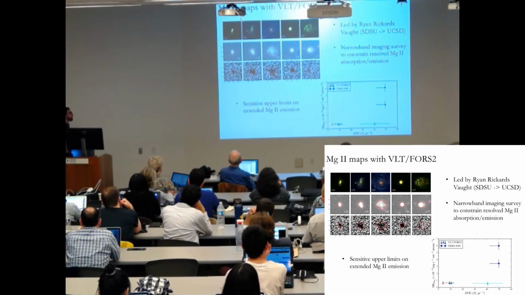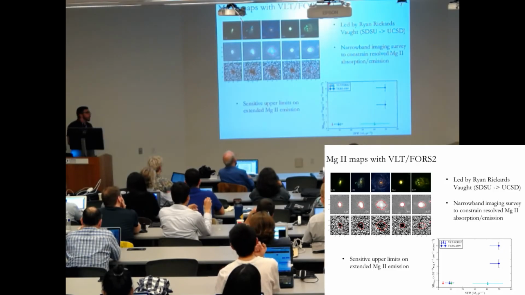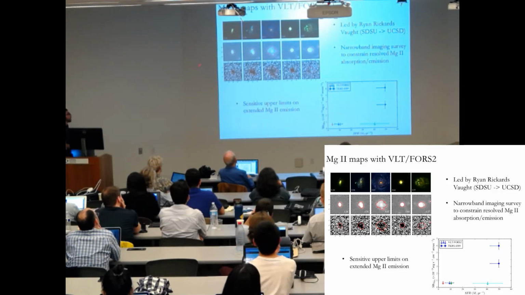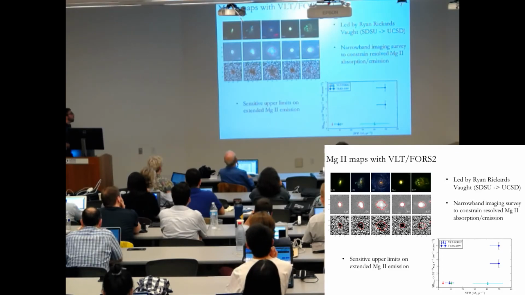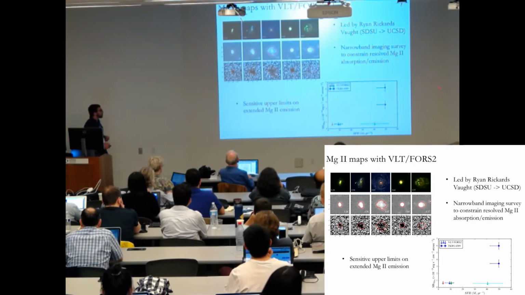Also, I wanted to advertise some work related to this project being led by a graduate student. He'll be starting as a graduate student at UCSD in the fall. This is Ryan Rickards-Vaught, and he has led an effort at the VLT doing narrowband imaging of a set of 5 galaxies as a pilot program, placing upper limits on both the absorption and emission of magnesium-2. And you can see some of the results here.